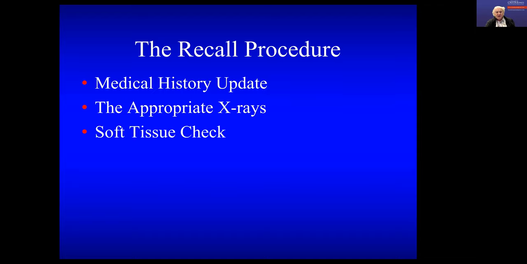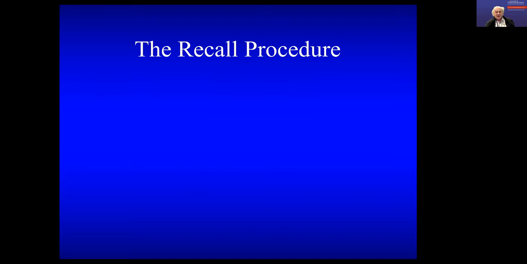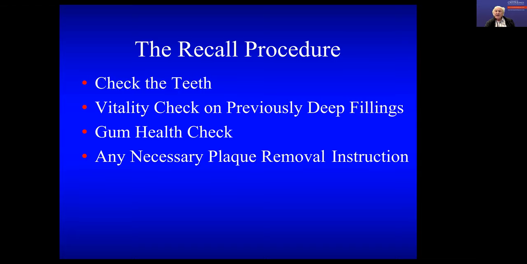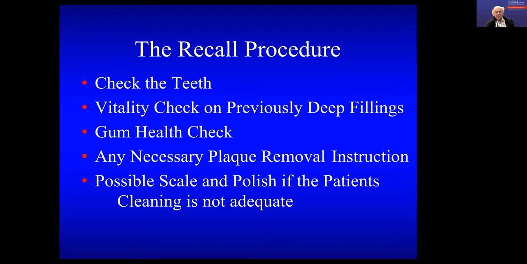On a recall appointment, you take the appropriate x-rays, which we'll look at. You need to check their soft tissue for cancer and other ulcers and things. You need to check their jaw joint, their occlusion, check their teeth, check the vitality of previous deep fillings, and then do a gum check. This would be the routine that I would use for a recall appointment. And I would probably check on the way they're cleaning, brushing or toothpicking or something or other. Possibly I might do some scaling and polishing, if the patient's cleaning is not adequate.